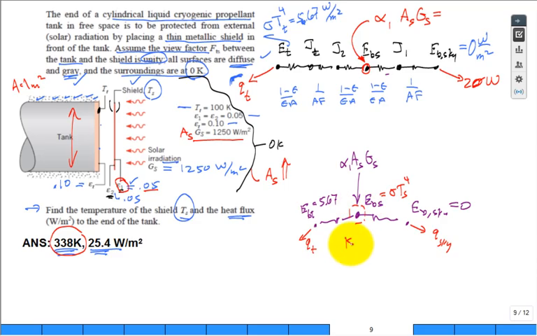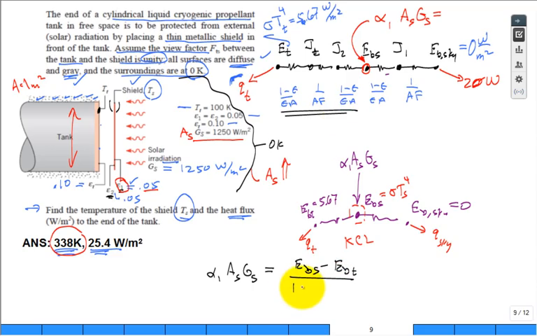Kirchhoff's current law. Energy balance for that node. What does that equation look like? Well, what's an N? Alpha 1, A surface, G solar. Okay, and that's then equal to EB of the shield minus EB of the tank, divided by these 3 resistors summed.